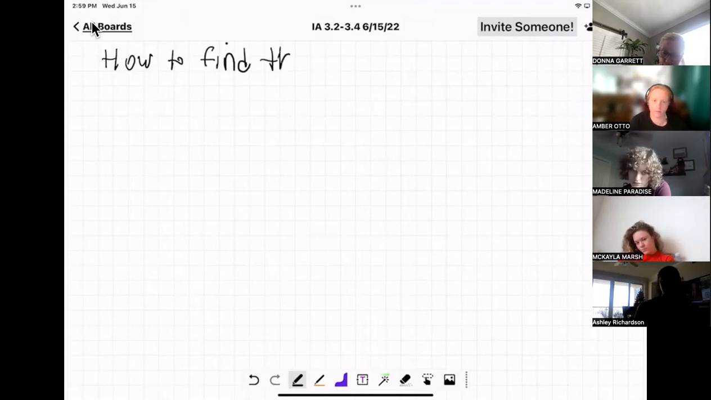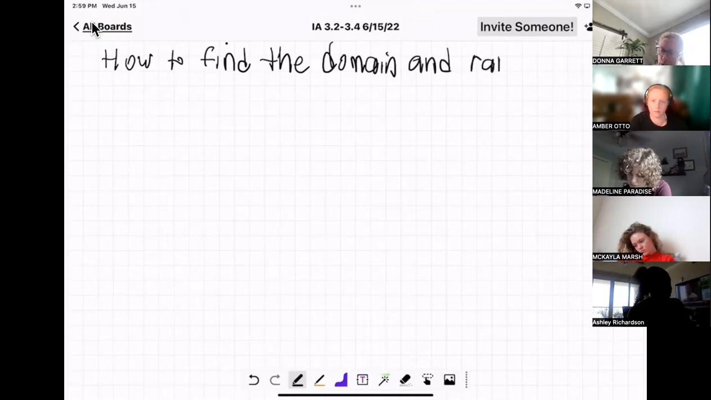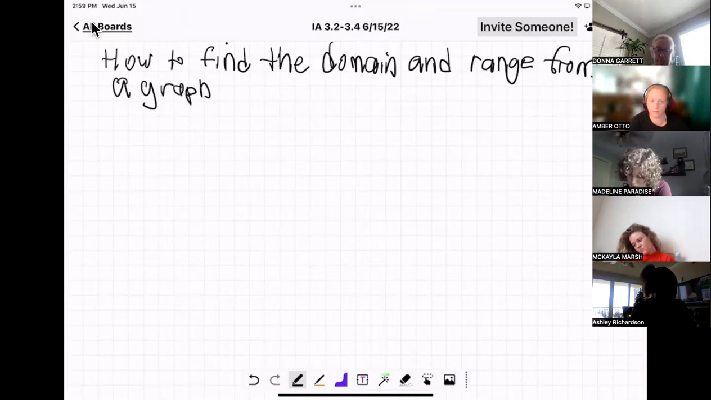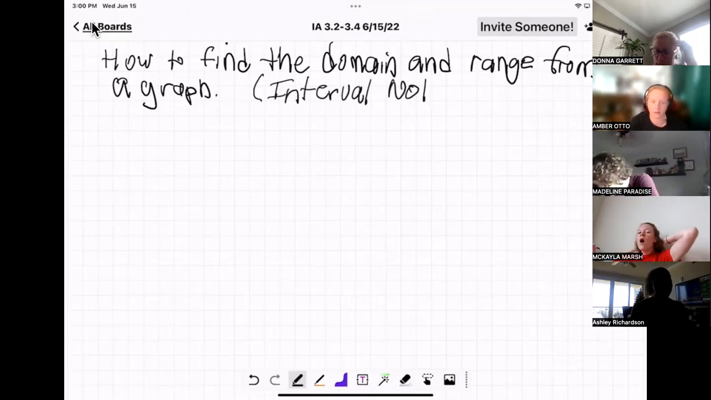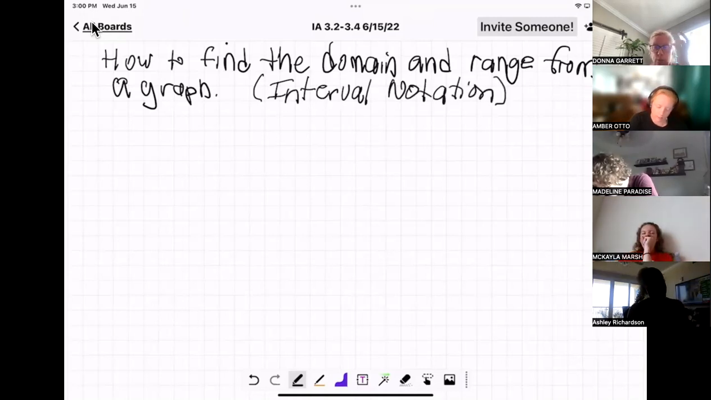How to find the domain and range from a graph. Remembering that domain is your X values and Y are your range. Now, when we find domain and range, we're going to write it in interval notation, just like we did last time we met, except we didn't do it for graphs.